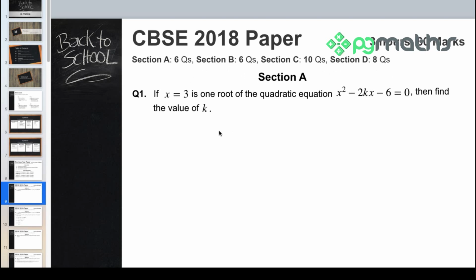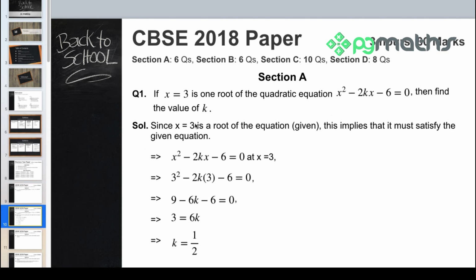Okay, the first question is, if x is equal to 3 is one root of the quadratic equation, then find the value of k. Well, if x is equal to 3 is one root of this quadratic equation, that means it must satisfy this equation. So when you substitute x equals 3 here, you will get the value of this term as 0 because the RHS is 0, right? Let's see the solution.